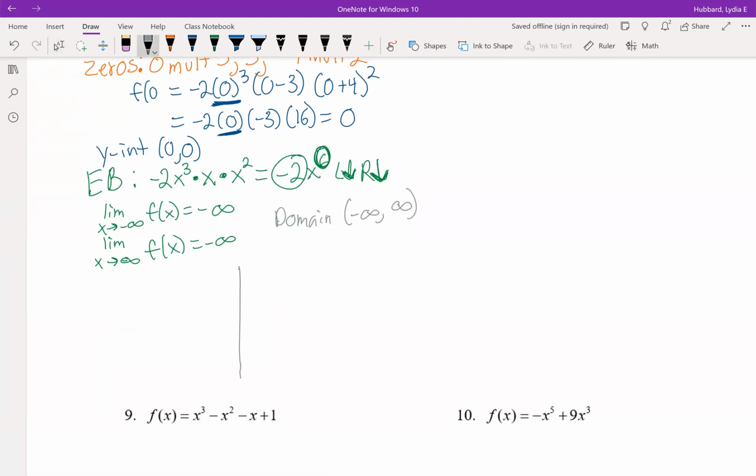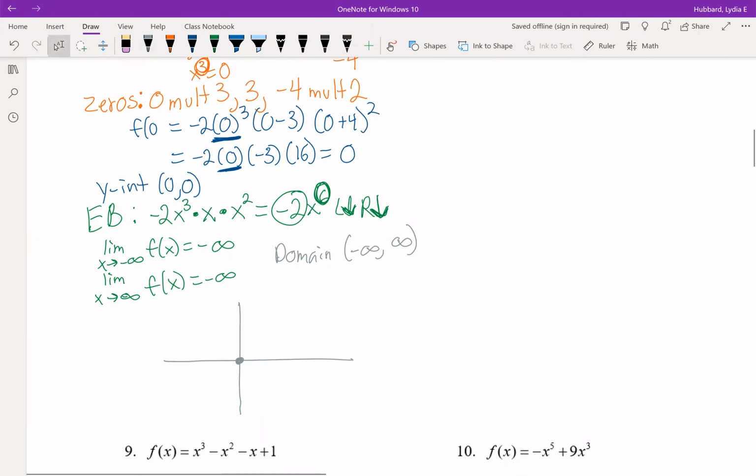So we're going to draw a really rough sketch. We're going to plot our zeros. So that's going to be 0, 0. That's one of them. 3. So 1, 2, 3. Okay. And -4. 1, 2, 3, 4. Okay. So those are all the zeros on our graph.